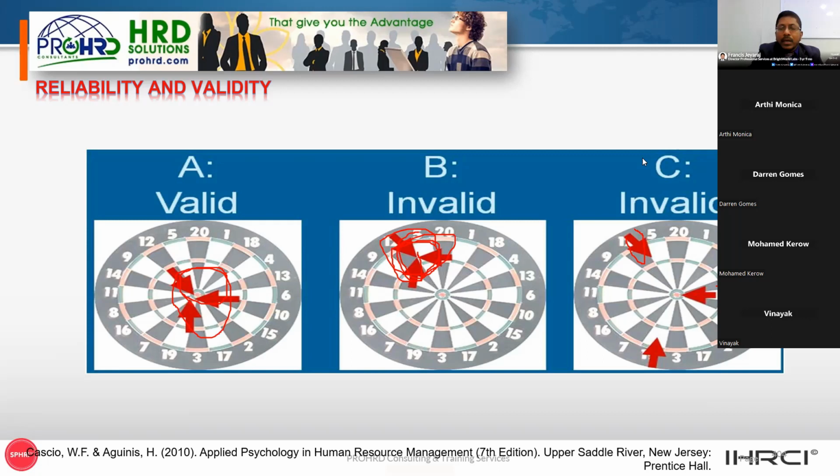It is also possible to have one that has low reliability and low validity, inconsistent and not on target, that you see in C, is invalid. Finally, it is not possible to have a measure that has low reliability and high validity. It's not possible. You can't really get at what you are interested in with your measure. It is fluctuating wildly. No, it's not possible.